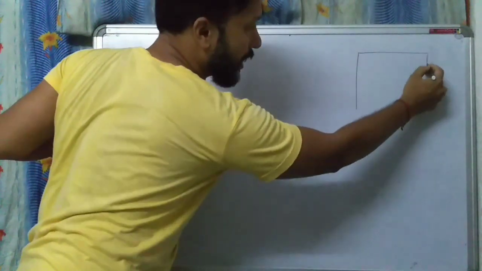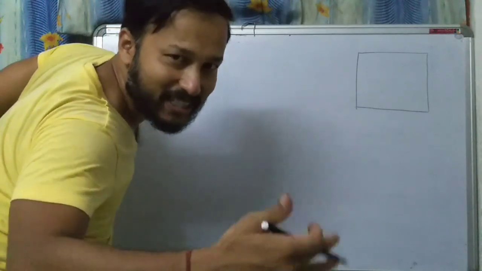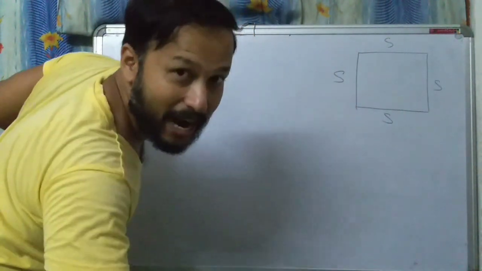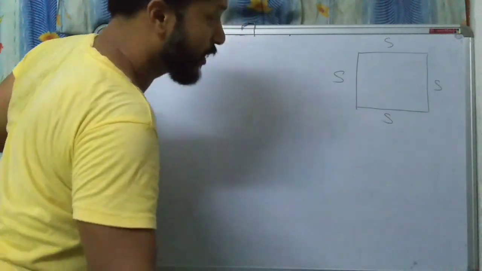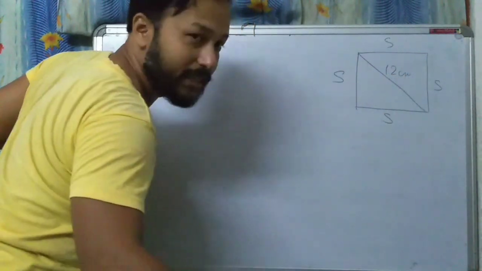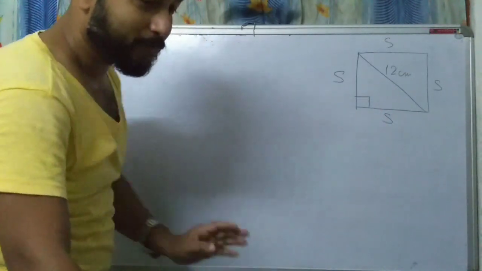This is the square. Okay, whose sides are not given. Let us say the sides are S, S, S, S. But the diagonal is given. Okay, diagonal is 12 centimeter. That is given. And we know that this is 90 degree.